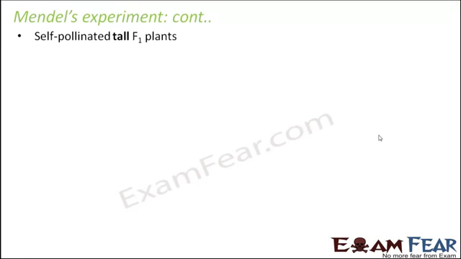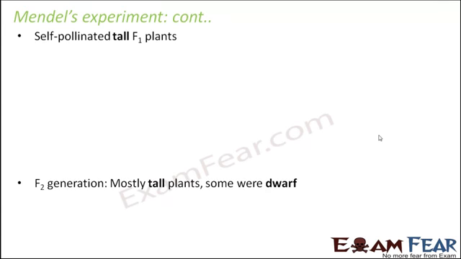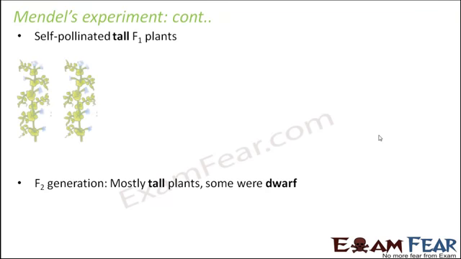Now, what did he do? He self-pollinated the tall F1 plants. So, whichever plants were produced in the F1 generation, he self-pollinated those plants. That means the same plant was being pollinated by itself, within the same plant. So the F1 plant was crossed with itself, you can say.